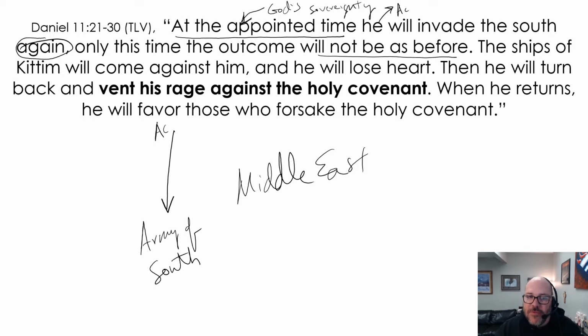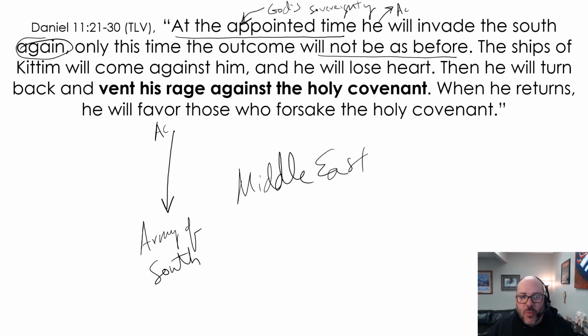So how was the outcome before? Well, the outcome before was that the king of the south was betrayed by his own people. It was an inside job, and the Antichrist won. He took a lot of plunder and spoil from the south, and he went back home. Again, he had his rage set toward the Holy Land, the Holy Covenant. Now he's going to attack the south a second time, but this time the Antichrist will not win. So if you are under the impression that the Antichrist is just going to win and have no one stand up against him, that's a wrong interpretation and a wrong understanding.